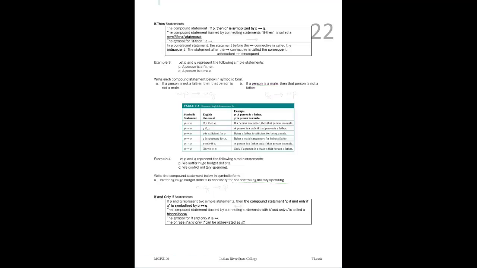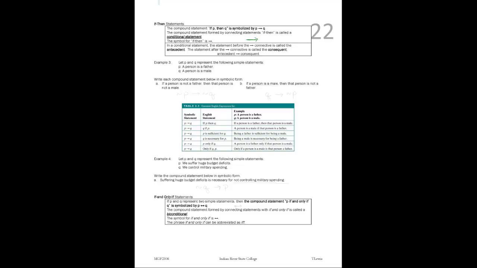If-then statements. The compound statement "if P, then Q" is symbolized by a right arrow. If P, then Q. It says here the compound statement formed by connecting statements with if-then is called a conditional statement. So this is the symbol that we're going to be using.